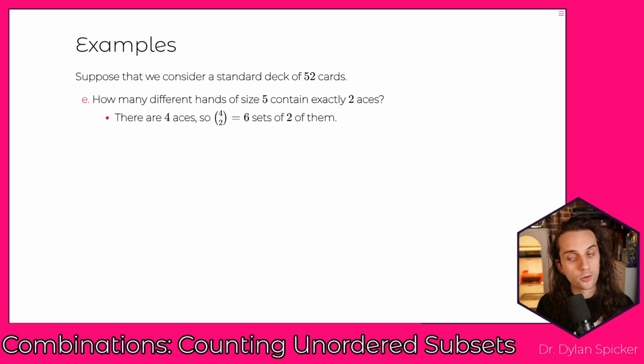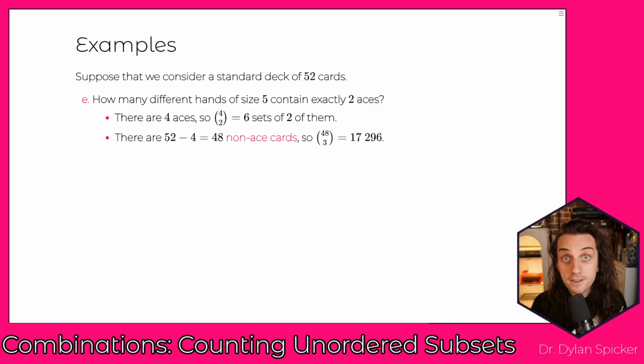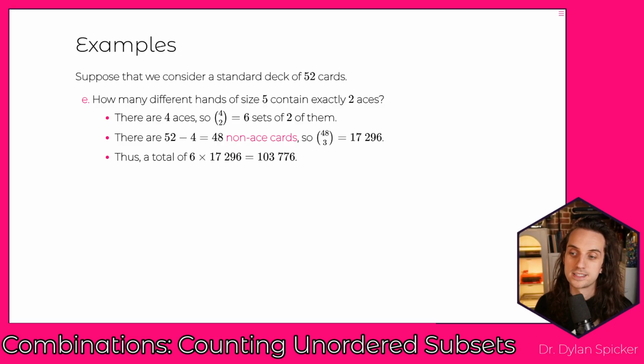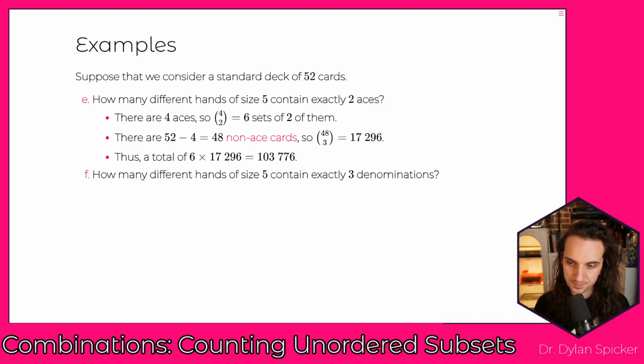So there are 4 aces, 4 choose 2 equals 6, gives us how many ways we can pick out 2 of them. 52 minus 4 gives us our 48 non-ace cards. So 48 choose 3 tells us the number of ways that we can pick 3 cards that are not aces. Okay, and so now we've picked our 2 aces, we've picked our 3 non-ace cards, multiply those 2 things together, gives us our total of 103,776 ways of picking exactly 2 aces within a hand of size 5.